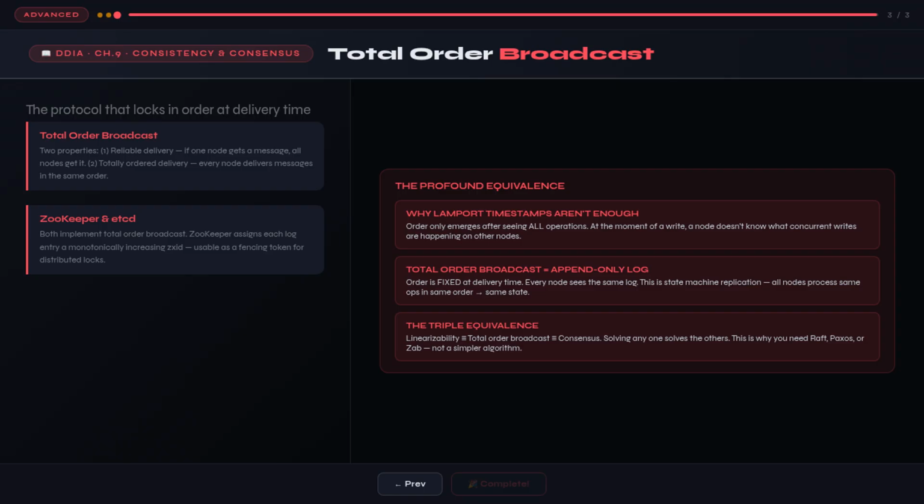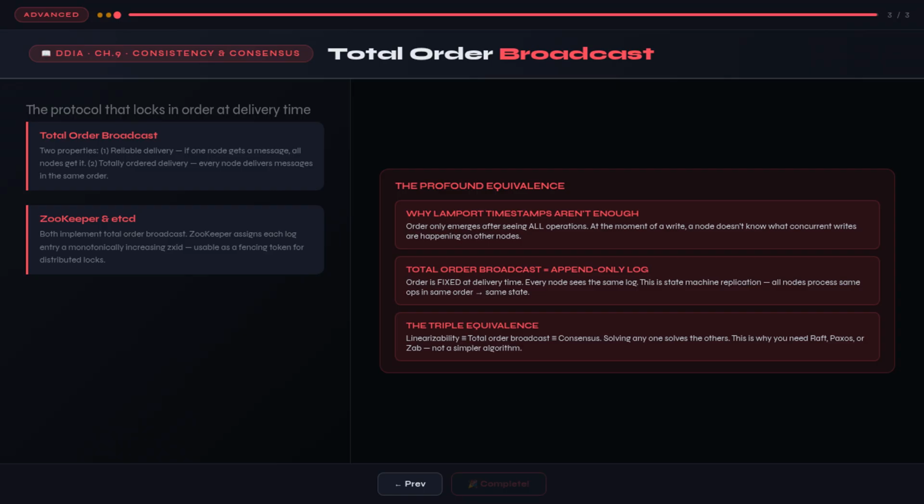The problem is that the total order of operations only emerges after you've seen all the operations. If you don't know what other operations are coming, you can't know where in the total order your operation will land. What you actually need is for the order to be fixed at the time messages are delivered, not reconstructed after the fact. This is precisely what total order broadcast provides.